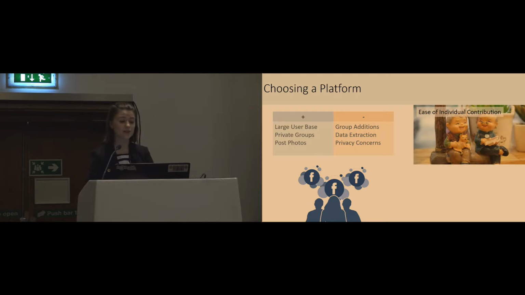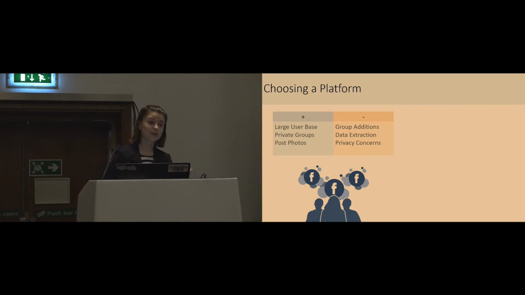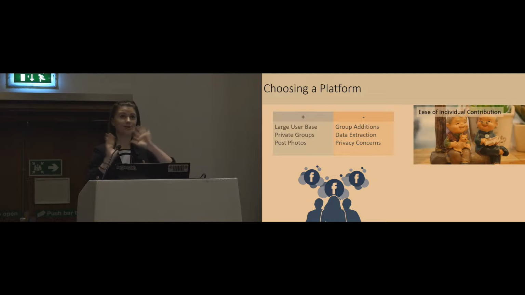However, there were some key challenges. So first is the group additions. It can be difficult to add someone without being a Facebook friend or having a connection, which presupposes a relationship outside of the research. There also are data extraction issues where there are limitations with the API, and their privacy concerns are well documented. So we had a bunch of different considerations. I'm going to highlight the first 2.